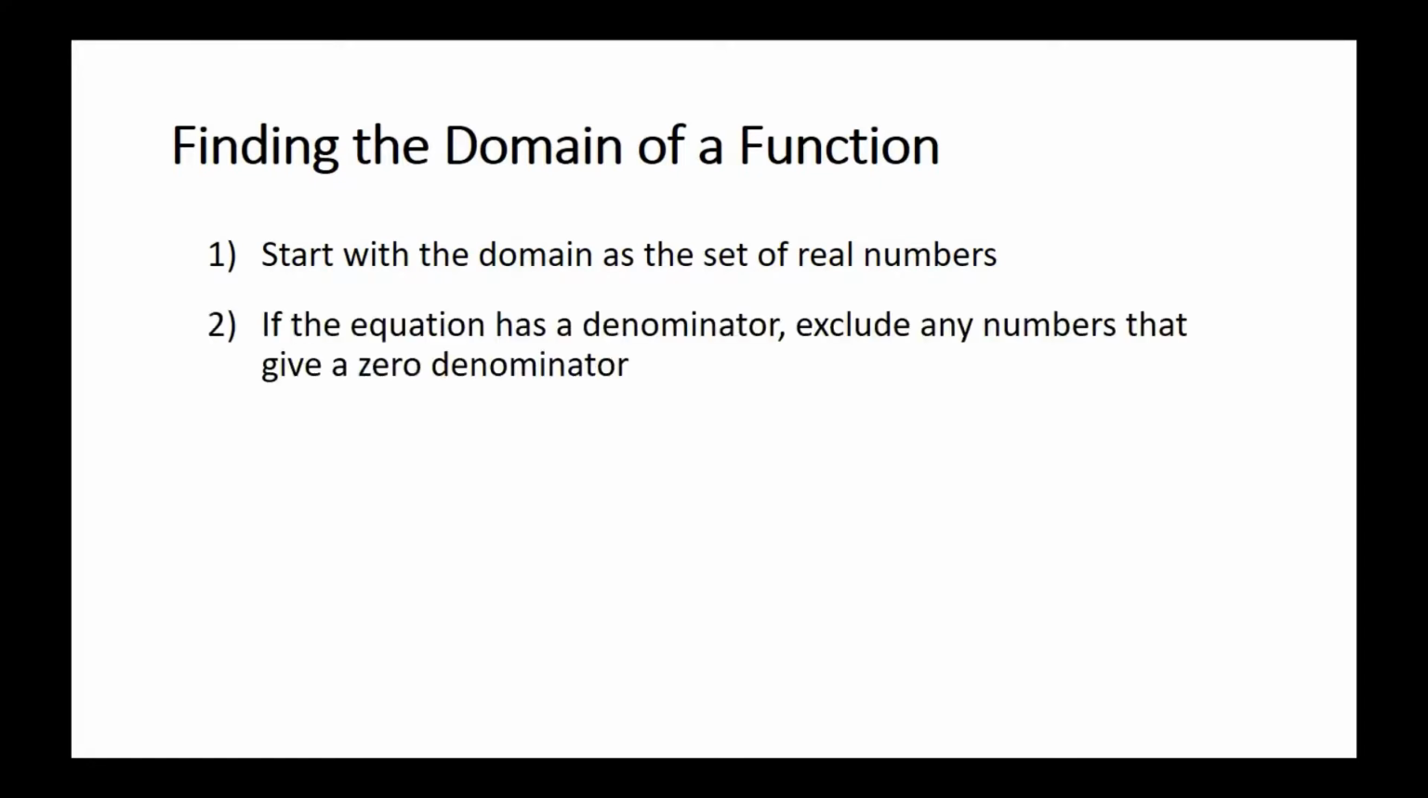Well, how do we find the domain of a function? Well, we start with the domain as the set of all real numbers. So that's our starting point. We always assume the domain is the set of all real numbers. Then we look at if the equation has a denominator, exclude any numbers that give a 0 denominator, because obviously we cannot divide by 0. Dividing by 0, the answer is undefined, or the result is undefined. So obviously you cannot have a function whose input has a denominator being equal to 0 because you can't get an output.